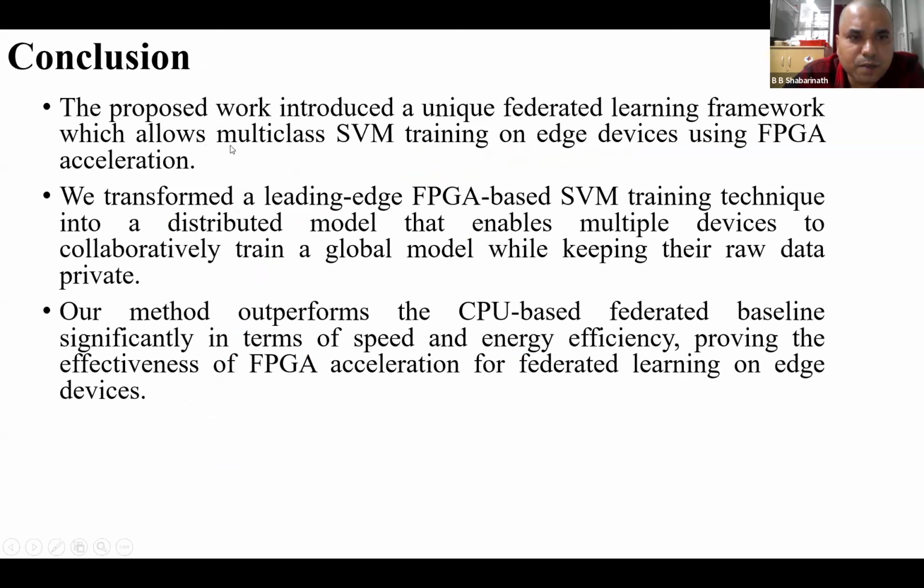In conclusion, the proposed work introduced a unique federated learning framework which allows multi-class SVM training on edge devices using FPGA acceleration. Basically, we transform a leading edge FPGA-based SVM training technique into a distributed model that enables multiple devices to collaboratively train a global model while keeping the raw data private. Our method significantly outperforms the CPU-based federated baseline in terms of speed and energy efficiency. The main factors here are speed and energy efficiency without compromising the accuracy. That is our main intention.